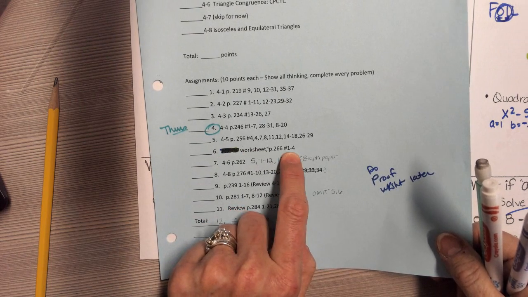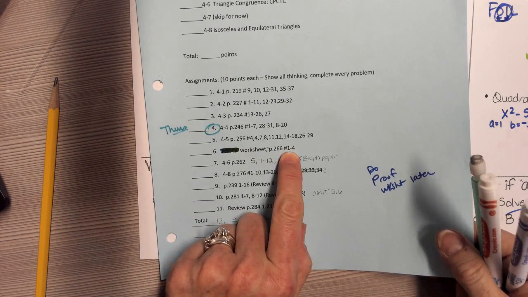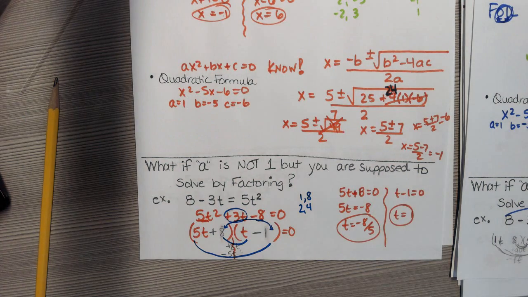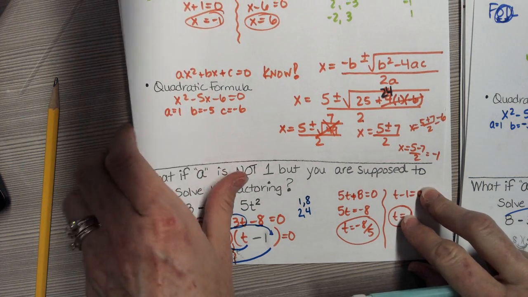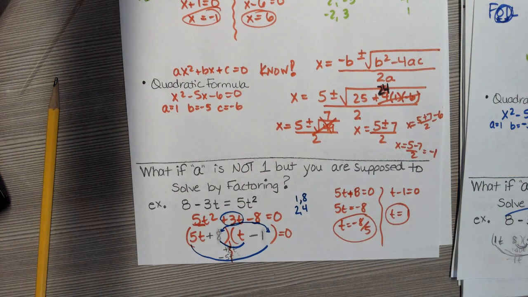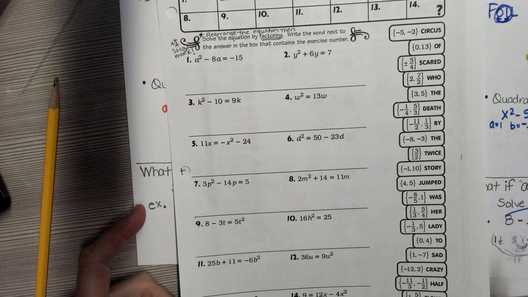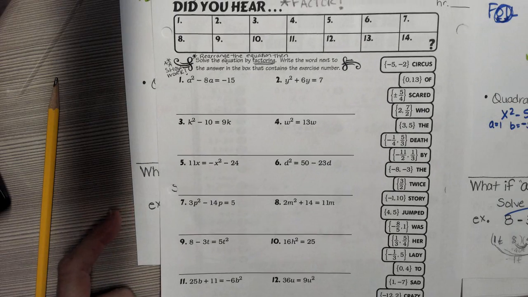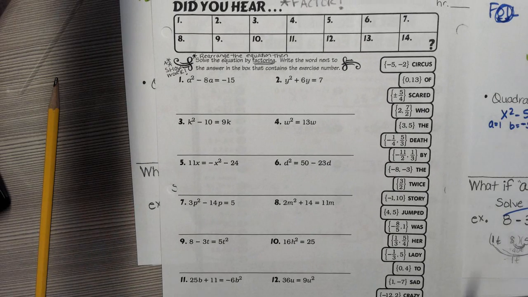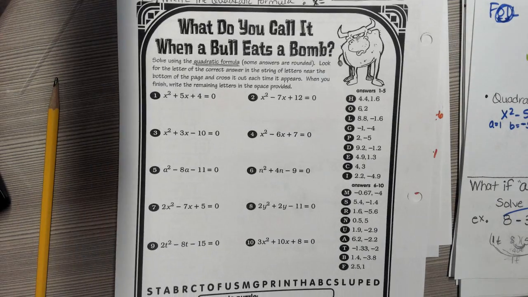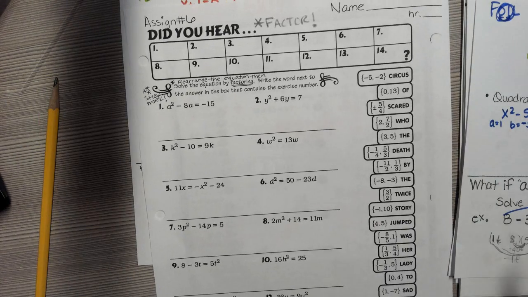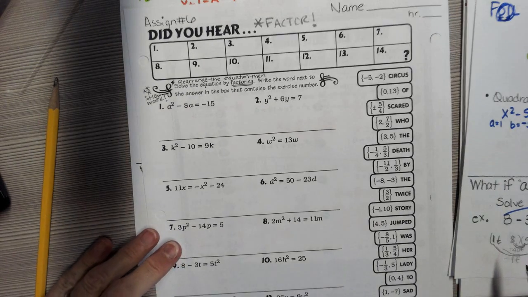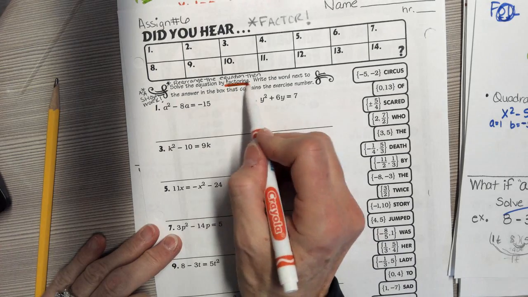And then page 266, 1 to 4. And your worksheet will look like this. One side of the worksheet will say to solve by factoring. The other side is going to say solve using the quadratic formula. Okay, let's start with a couple of problems here on the factoring side.